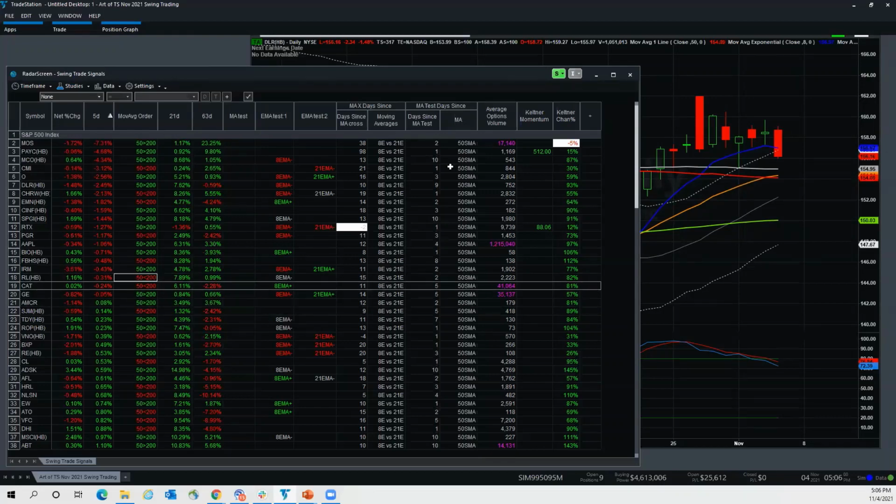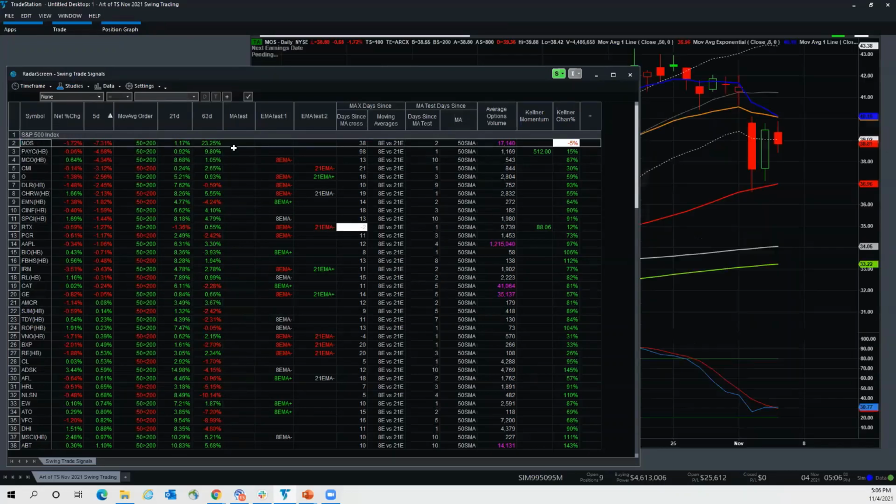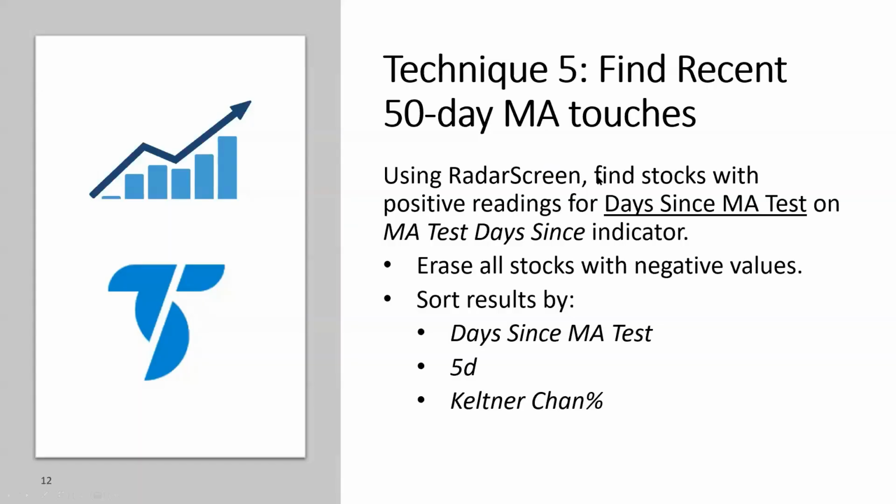The other thing, again, is we still have this Keltner channel, which keeps giving us mosaic. So those are some of the other signals that you can use for this.